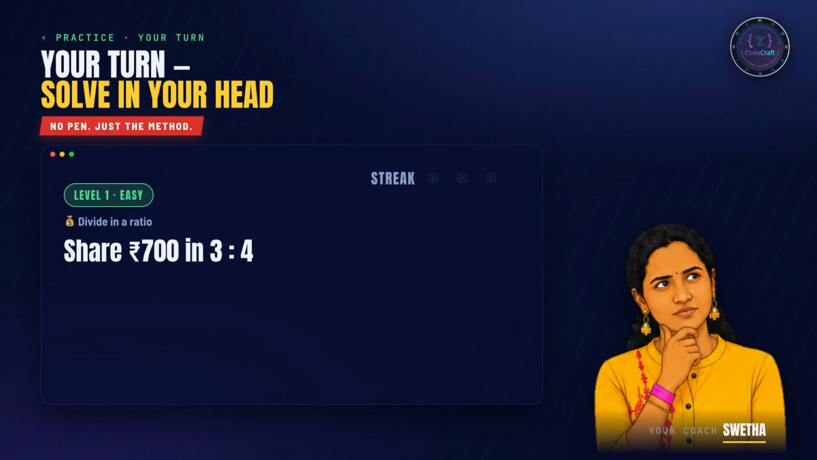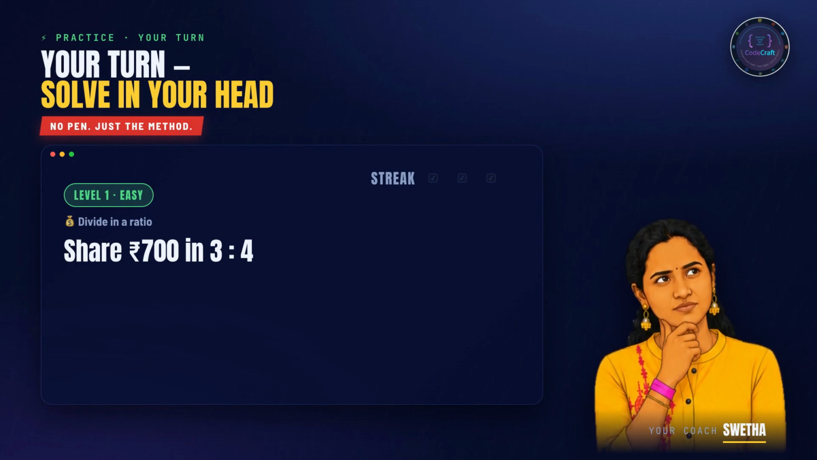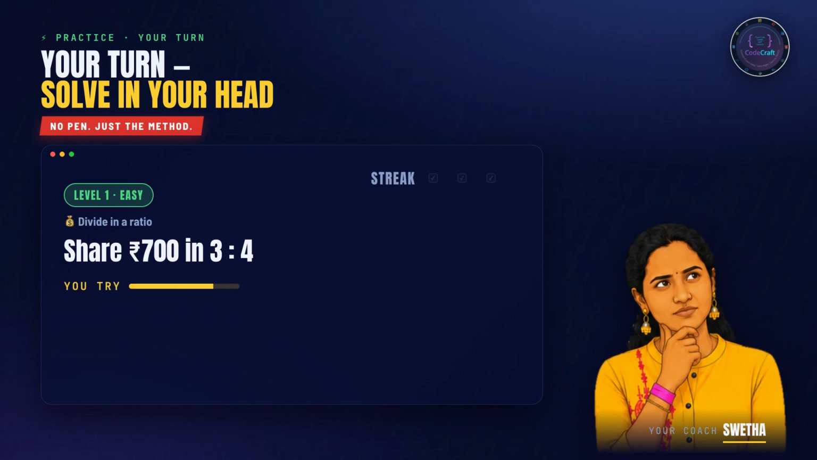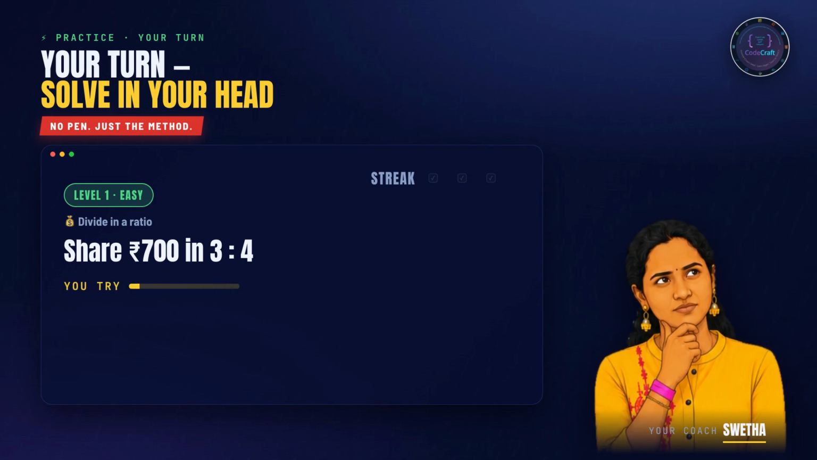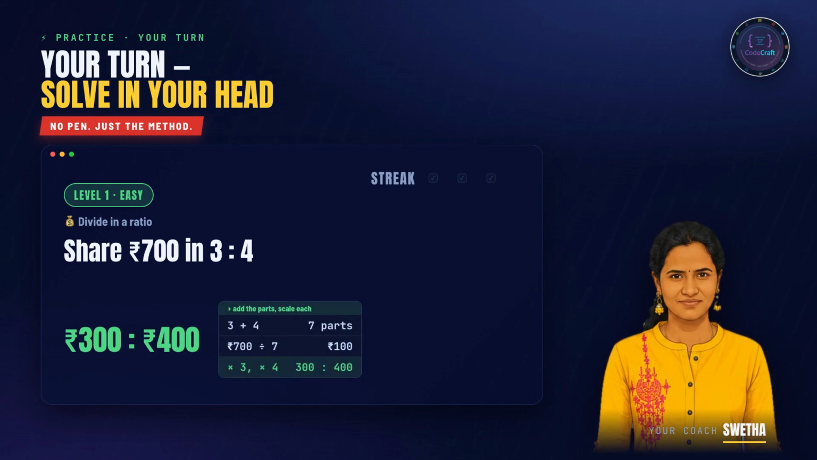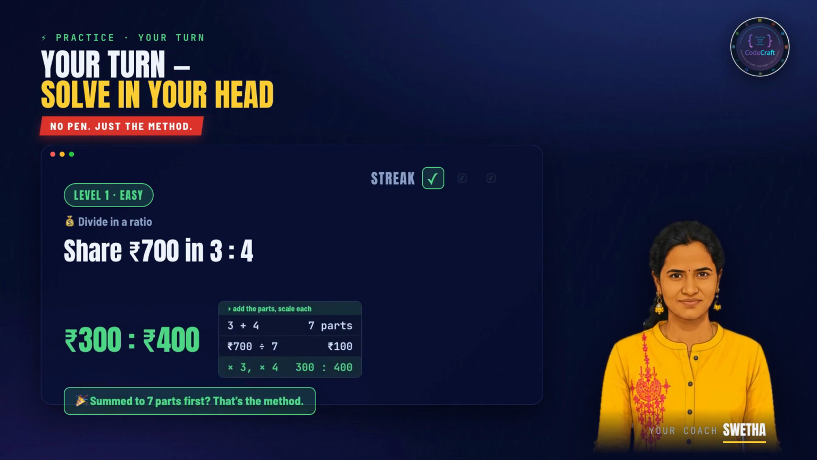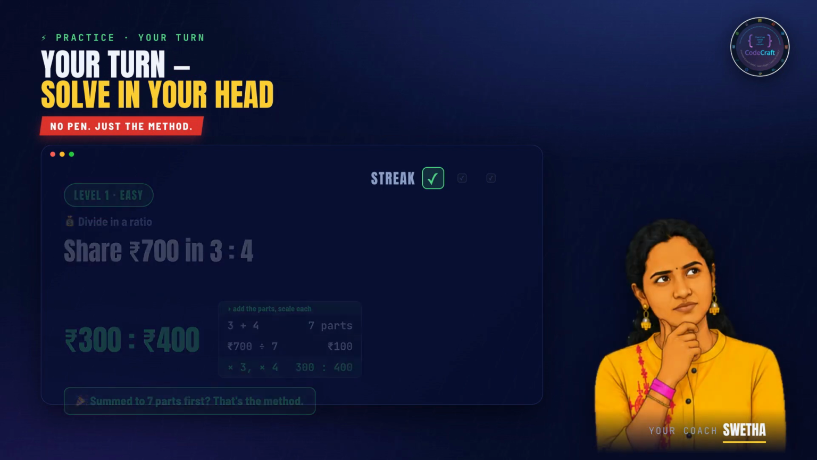Easy one first. Share 700 rupees in the ratio 3 to 4. Pause and try. Add the parts. 3 plus 4 is 7. One part is 700 over 7. That is 100. So 300 and 400. If you used add, divide, scale, that is a green tick.